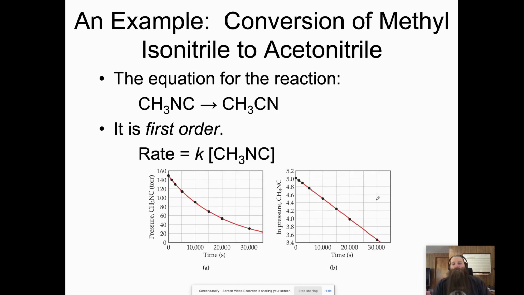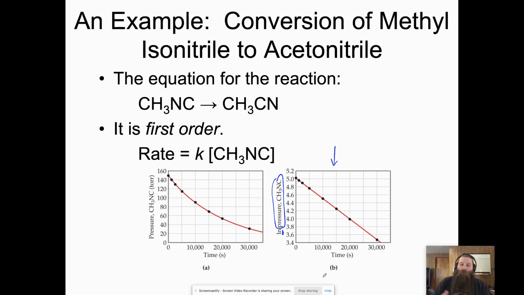Now, I said we need to be able to identify data as first order from this knowledge. Well, here is the curve that we got when we did our experimental data. If I take the natural log of my y value, in this case the pressure in torr of methyl isonitrile, and I plot it against time, all of a sudden, hey, I get a straight line. That's the straight line test there. If I have that nice straight line and I see on the y-axis the natural log of whatever my data set was, that's going to tell me, hey, this is first order.